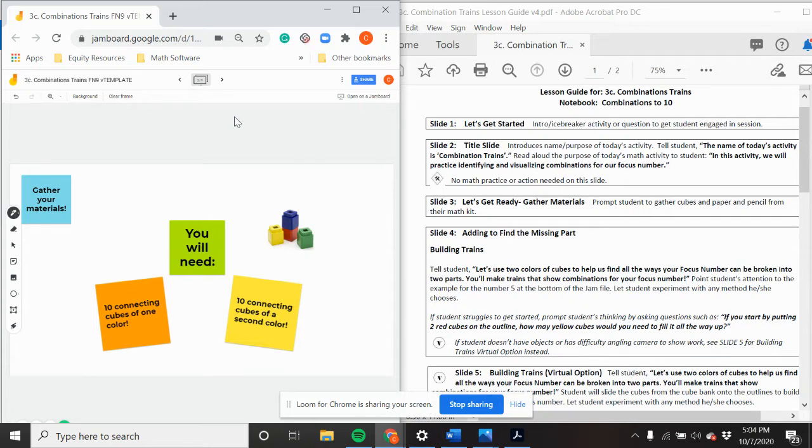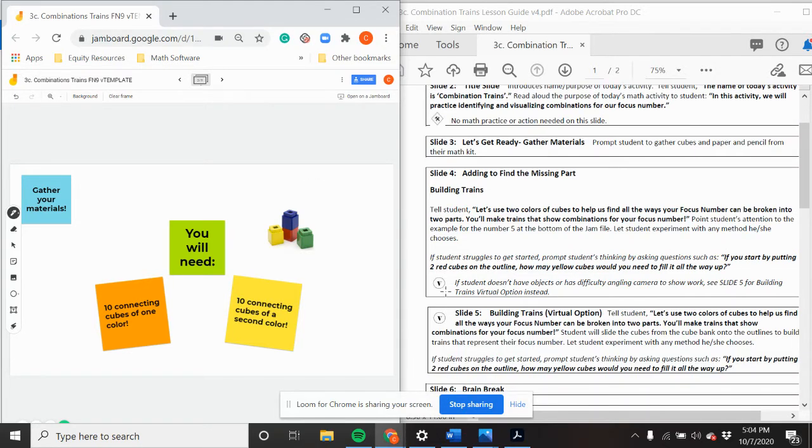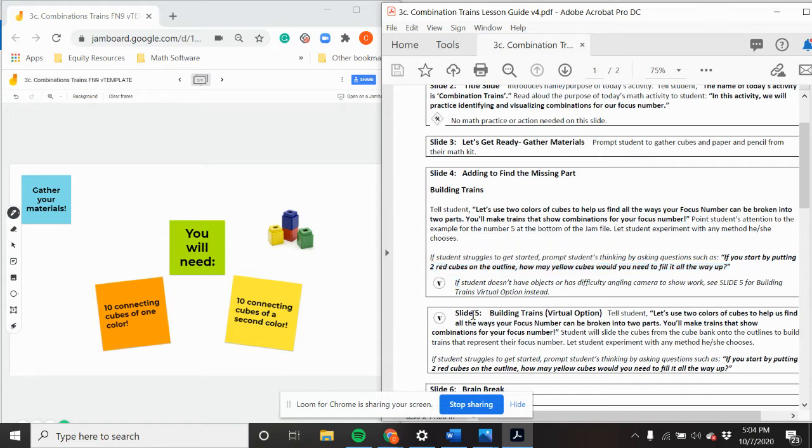This slide will prompt your students to gather their math materials for tutoring that day. There will always be a virtual option in case your student does not have their materials with them. You can find those virtual options by looking at your lesson guide and seeing where there is a V in a circle. That will indicate the other option for tutoring if your student doesn't have their materials.